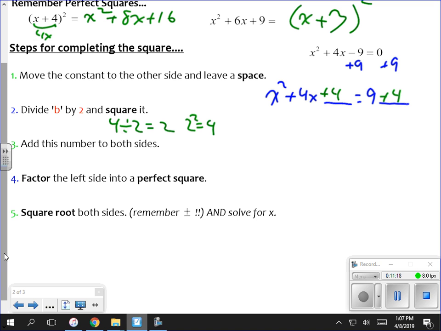Add this number to both sides. I just did that. So I did step 2 and step 3. Take the one term, the b term, divide it by 2, square it. Add that number to both sides. Now, step number 4. Factor it in a perfect square. In other words, take this, rewrite it as x something squared. What did I square to get the 4? 2. I squared 2. This is the number that goes here. Now, on the other side, what's 9 plus 4? 13.